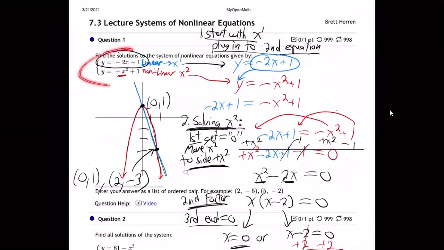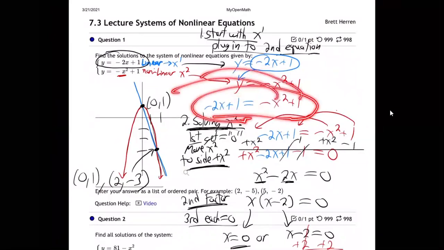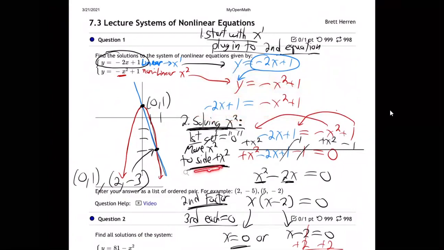So I took the two equations. I started with the easier one, the x to the first power, because that was an easier equation. Plug that into the other one, y equals negative 2x plus 1. So replace y on the second equation with negative 2x plus 1. Then you get this equation. Now, how do you solve an x squared? Well, you got to jump the x squared to the other side because you want to make the x squared positive.